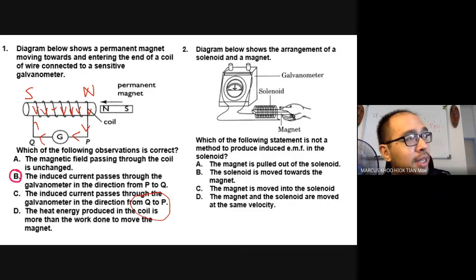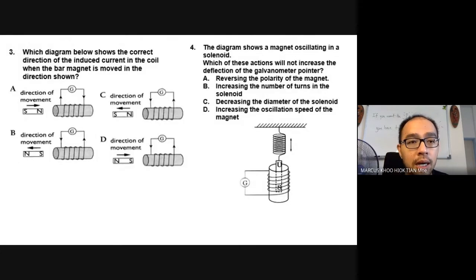Okay, number two, Eliska. D, all right, the magnet and the solenoid are moved at the same velocity. Okay, you cannot get this one.